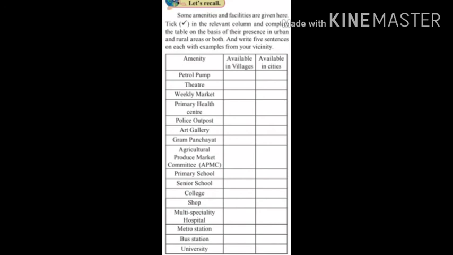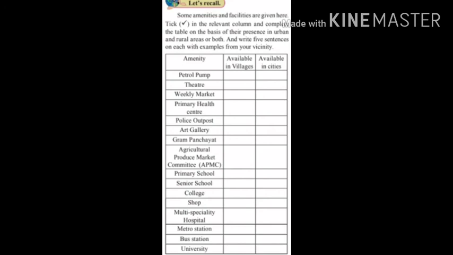Senior school. Senior school is available in cities. College. College is available in cities, and nowadays it is available in villages also. Next one, shop. Shop is available in villages as well as in cities. Next one, multi-speciality hospital. Multi-speciality hospital is not available in villages. It is available in cities. Next one, metro station. Metro station is not available in villages. It is available in cities.